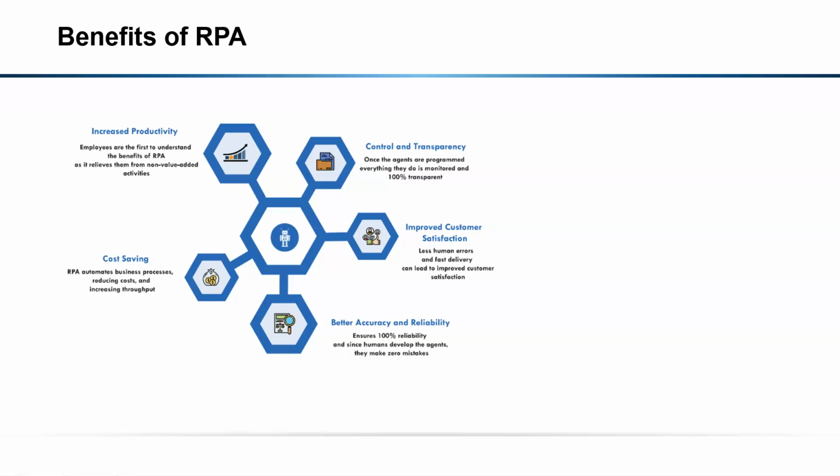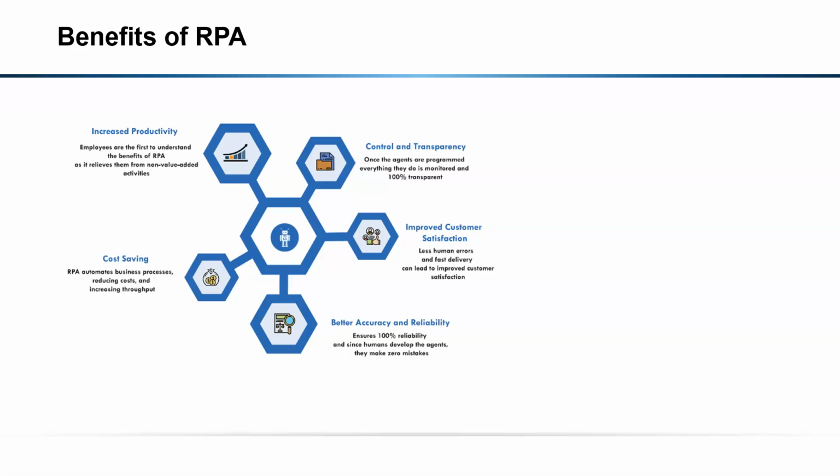Increased productivity. Employees are the first to understand the benefits of RPA because they don't have to do manual, repeated work. They can use RPA to do that work, and they can focus on the more creative work they need to do. And control and transparency: once the bots are programmed, everything can be monitored, each and every step. And it can improve customer satisfaction because there can be fewer human errors.